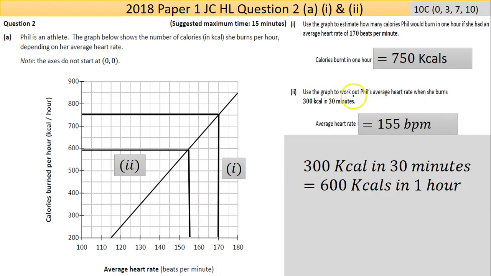Now part 2 says use the graph to work out Phil's average heart rate when she burns 300 calories in 30 minutes. So the answer there, now 300 calories in 30 minutes. Remember, our unit is calories per hour, so it's the same thing as 600 calories in 1 hour, just doubling it. So if I find where 600 is on the graph, coming across, hitting the graph, drop it down. I'm going to estimate about 155 beats per minute. So that's part 2.